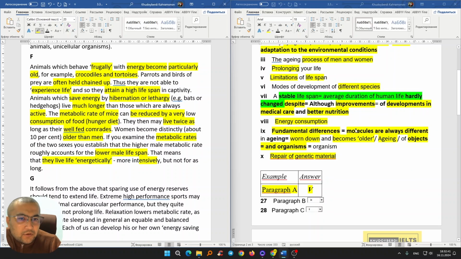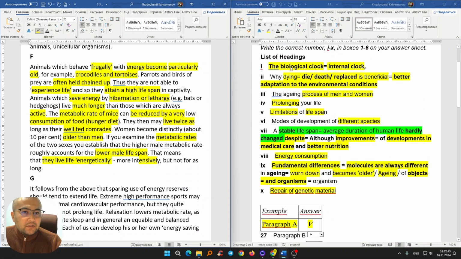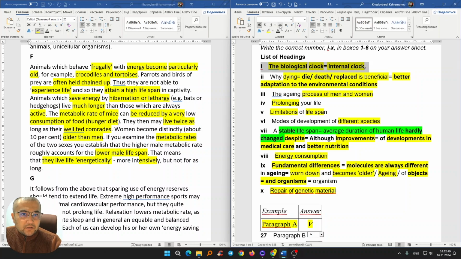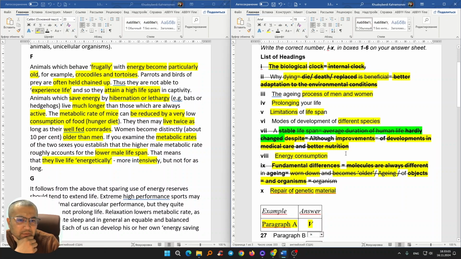Okay, so is it talking about the biological clock? No, it's not about that. It's not about this one, and not this one either. Aging process, prolonging your life, limitations, modes of development of different species, energy consumption. Yes, it's talking about energy consumption. Of course it is. Why? Let me help you figure it out.